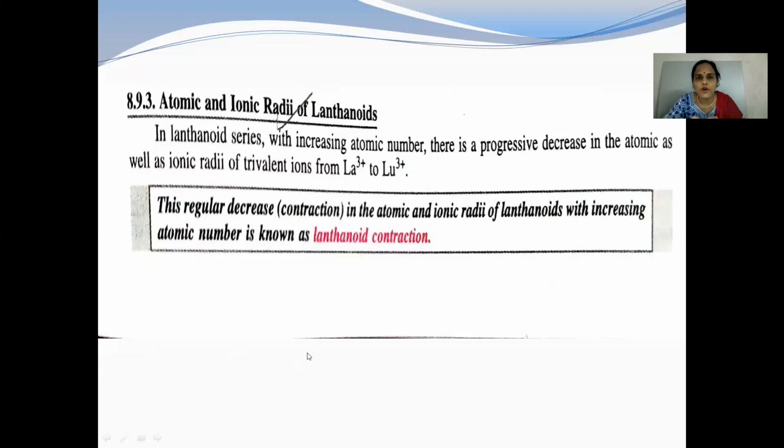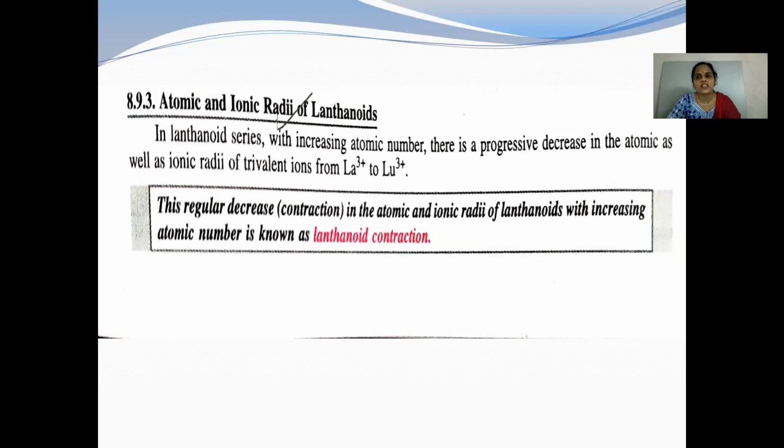Next, we come to the important topic of this f-block element, and it is the atomic and ionic radii of lanthanoids. In the lanthanoid series, with increasing atomic number, there is a progressive decrease in the atomic as well as ionic radii of trivalent ions, from lanthanum in +3 state to lutetium in +3 state.